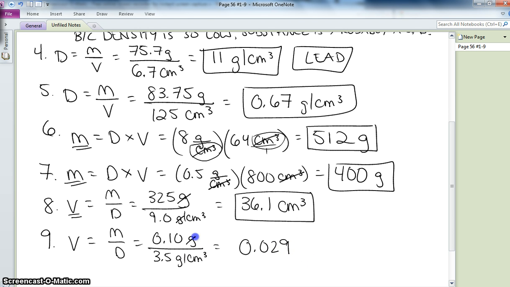Let's look at our units. Grams are going to cancel out top and bottom. It's going to leave cubic centimeters, which makes sense because it is a volume.